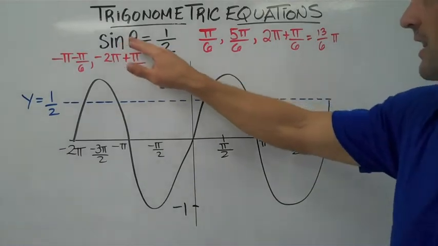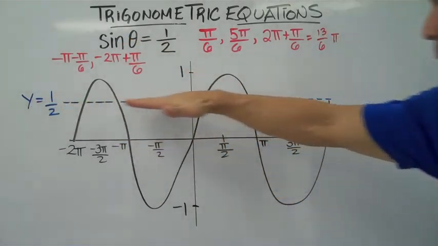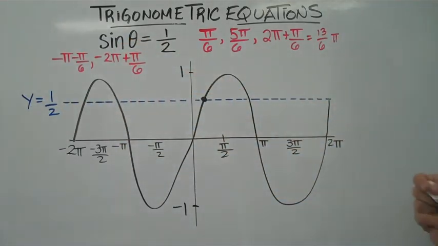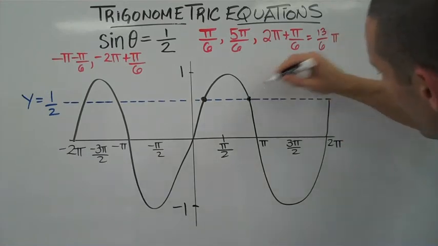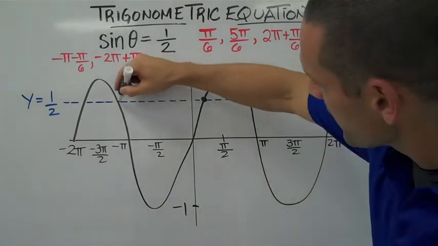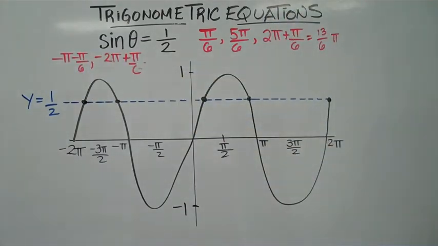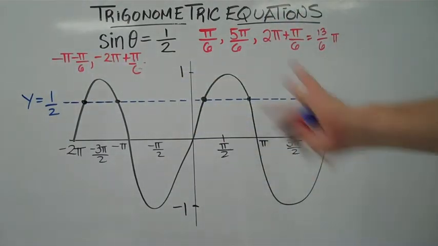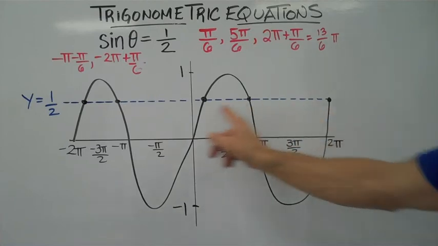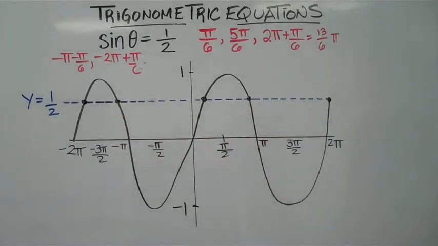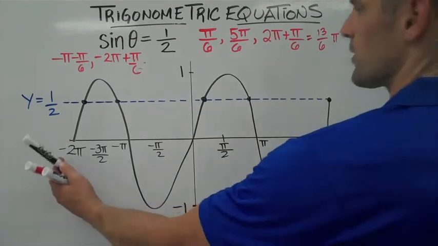Where does sine theta equal 1/2? Well, here's our line 1/2. And we want to know all of these values. These values are going to continue to repeat for as many cycles of the sine curve that we draw. It's a periodic curve, so theoretically it would go on forever in both directions. We'd have infinite answers here. Well, they'll limit the domain so that you can only get a certain amount of answers.